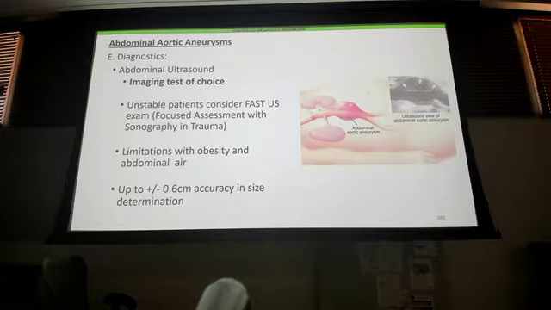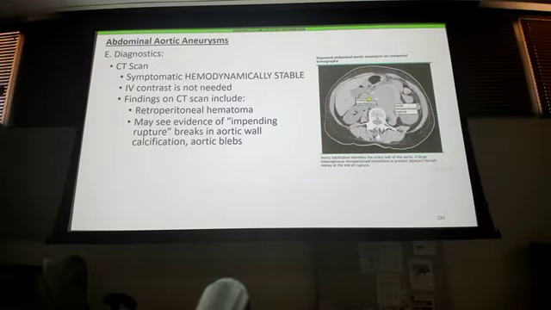So identify those folks at risk and screen properly. And the way you would evaluate this patient is abdominal ultrasound is the imaging test of choice, especially if they're unstable. You can do it there in the ER, diagnose it, and then get them up to the OR to get this thing fixed. It's highly accurate. If you have a hemodynamically stable patient, you could do a CT scan.